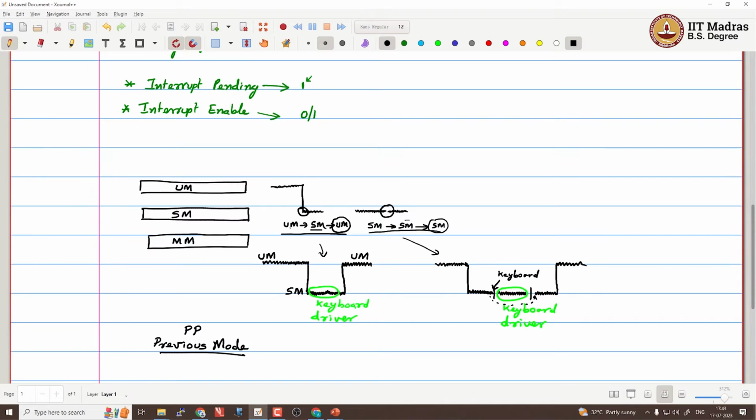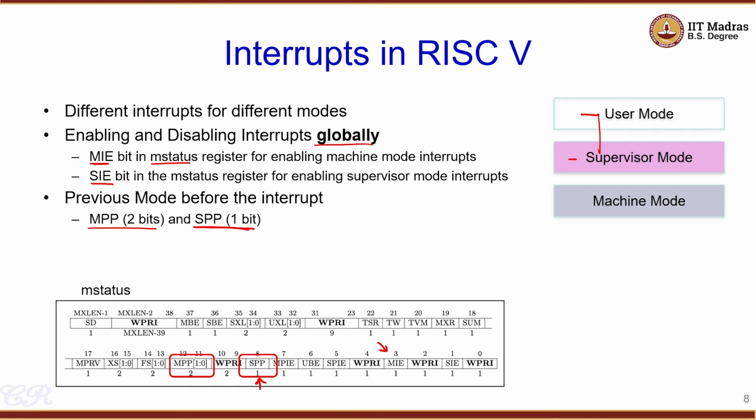Okay, so the previous mode could either be the supervisor mode or the user mode. Similarly, we have MPP, which corresponds to the previous mode when the interrupt occurred or the event occurred when the processor was executing in machine mode, right. So, for instance, you are actually executing in machine mode and then an event occurred. The MPP bits tell you what was the previous mode, right.